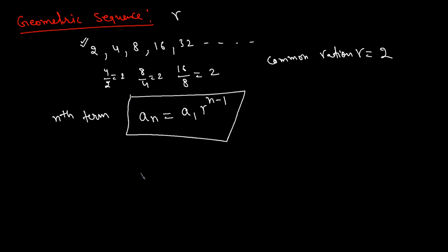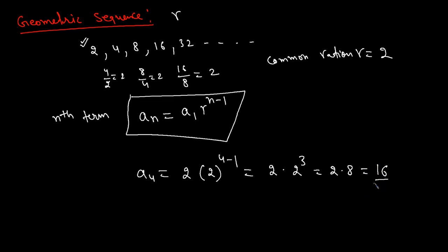Let's try. How about we find the fourth term, a_4. The first term here is 2. The common ratio is also 2, that's what we did. And the exponent is 4 minus 1. So this is 2 times 2 raised to the power 3. 2 raised to the power 3 is 8, and 2 times 8 is 16. So this tells us the fourth term is 16. Let's see: first term is 2, second is 4, third is 8, and fourth is 16. So that is correct. That's what you can use to find terms in a geometric sequence.